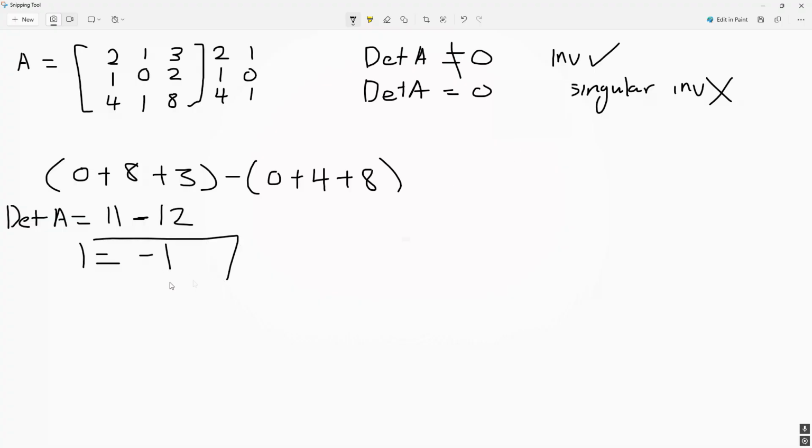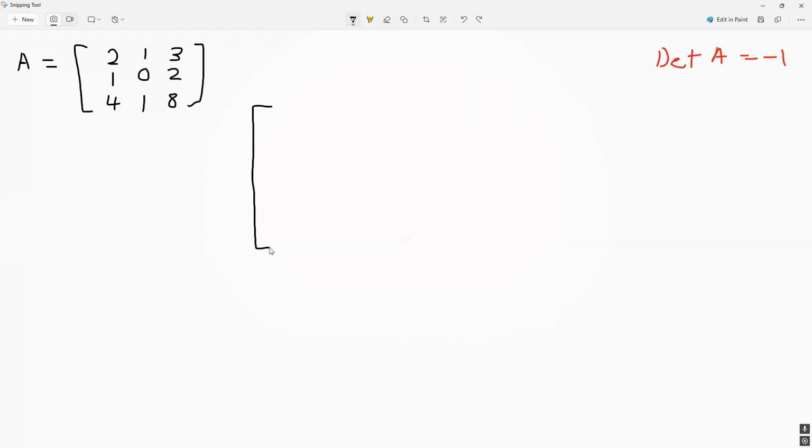So what we have here, -1 is not 0, so it is a non-singular and there will be an inverse. Take note that this determinant is important for later, so let's just put it on a side. It's going to be pretty big, so okay.